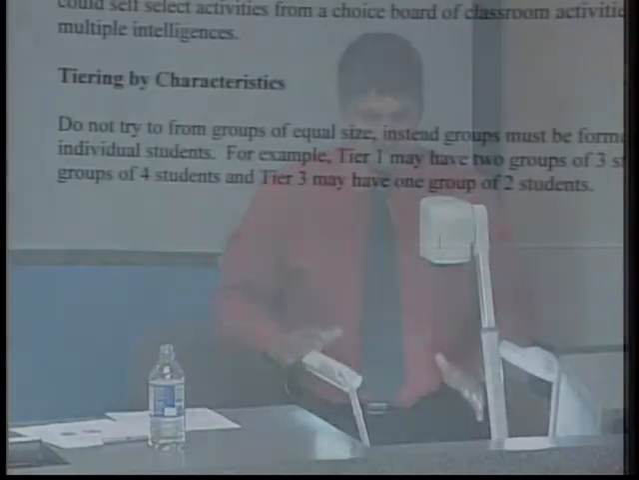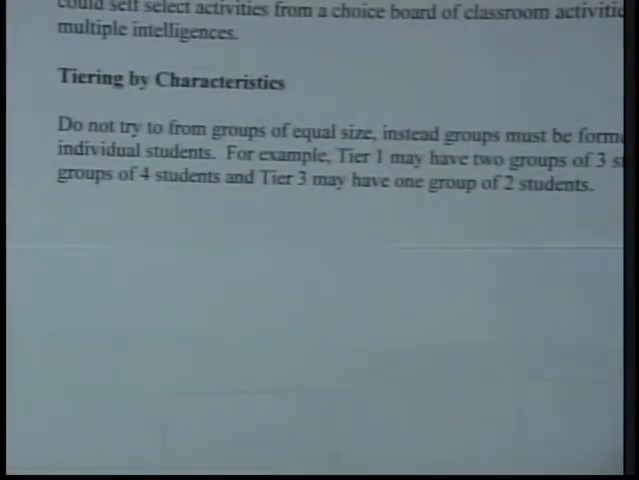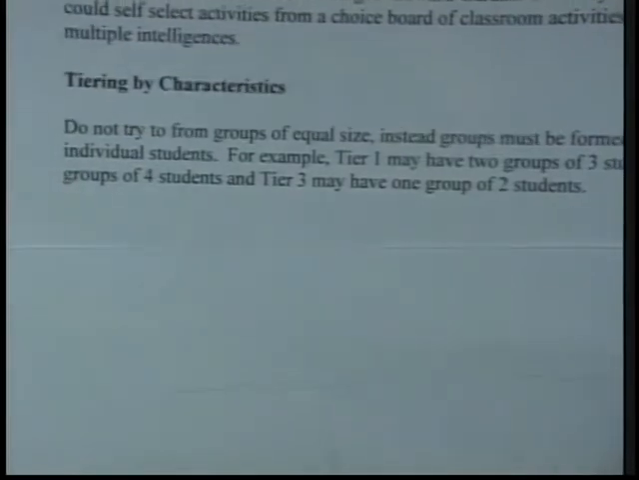Okay? Let's take a look at the next type of tiering. It's called tiering by characteristics, and all you need to know here is basically you're going to do some type of grouping here, where you're going to group students into clusters. And I'm not going to spend too much time on that particular one. In each tier, basically, you might have 2 groups in tier 1. You might have 3 groups in tier 2. You might even have 2 students in tier 3. Okay? That's tiering by clustering.